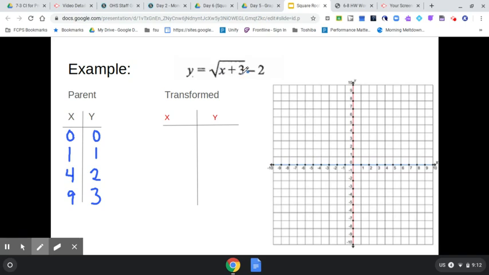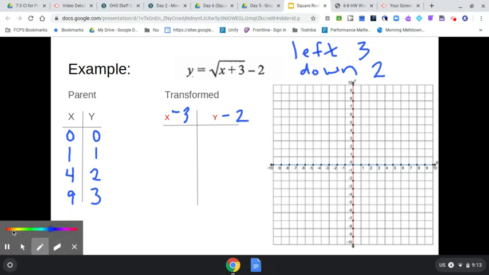So this plus 3 that's underneath the square root sign, again, I have to think opposite direction. So that's going to move the graph left 3 units. And then the k value, -2, that's going to move the graph down 2 units. So if I think what's happening to x and y, if the graph is moving left 3, that is going to subtract 3 from the x values. The y values are moving down 2. So again, I'm going to subtract 2 from the y values.